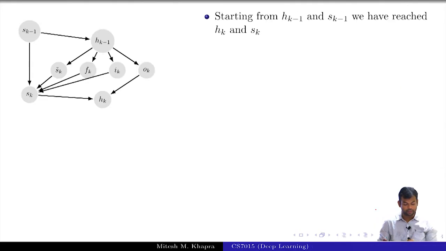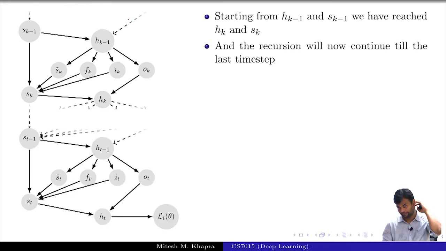Now, what happened in the graph is we started from s_{k-1}, h_{k-1}, and we reached s_k and h_k, which were the outputs at the next state. Now what will happen from here? We are looking at recurrent neural networks. Recursion is the answer. The same graph will keep recursing for the next time step and up to the last time step. Does that make sense? This looks much more complicated than the dependency graph that we had for RNNs, because in RNNs we just had this one state and no gates.